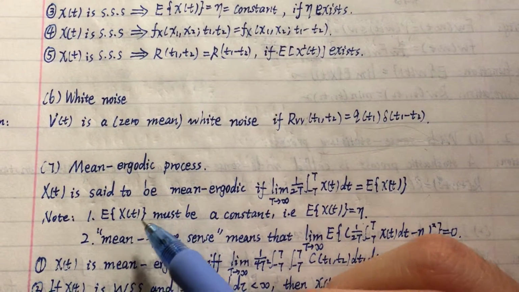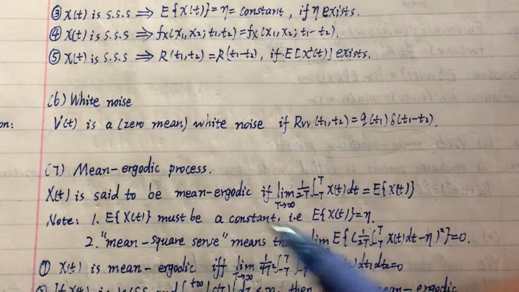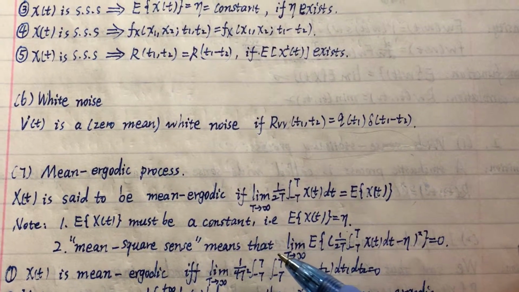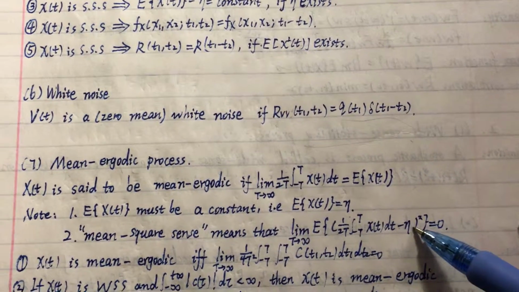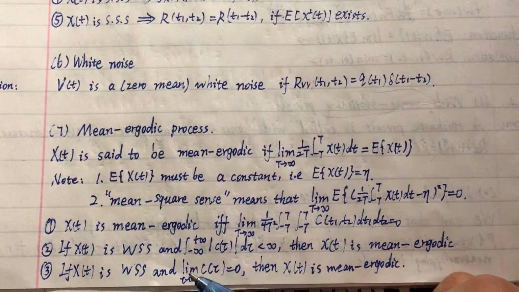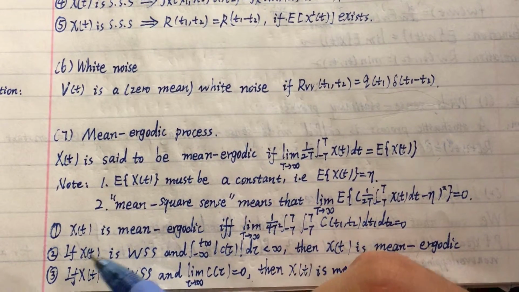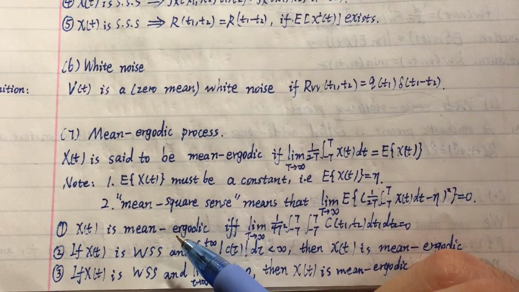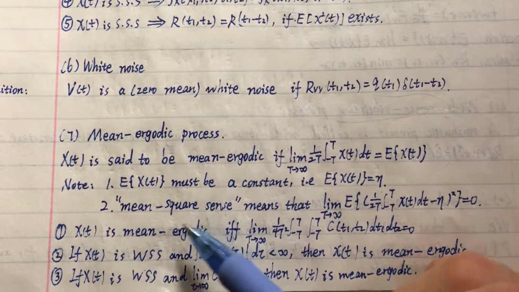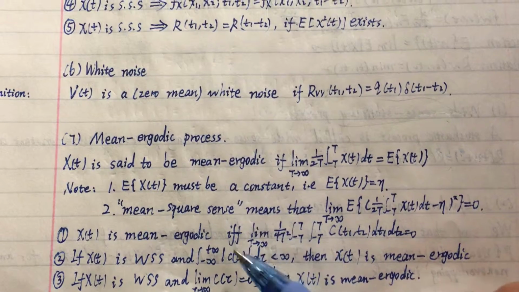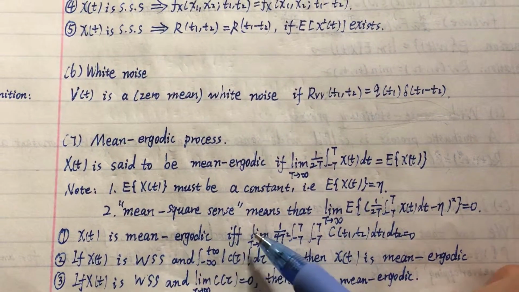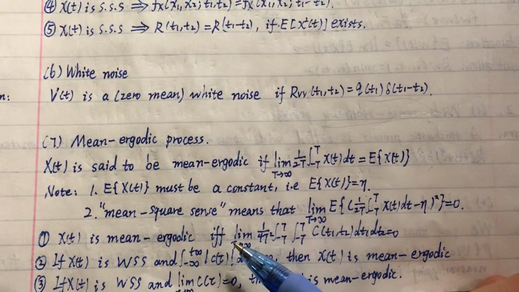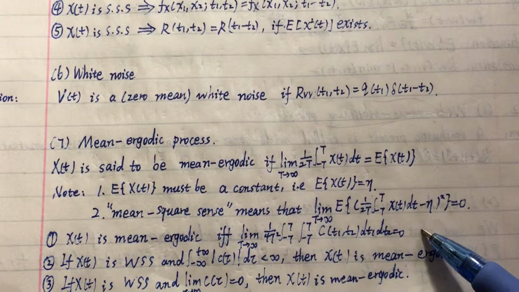Note that the mean of x(t) must be a constant, and the mean square sense means that it meets the requirement like this one. So there are three methods to decide whether the process is a mean ergodic process or not. And the first one is the requirement like this equation.